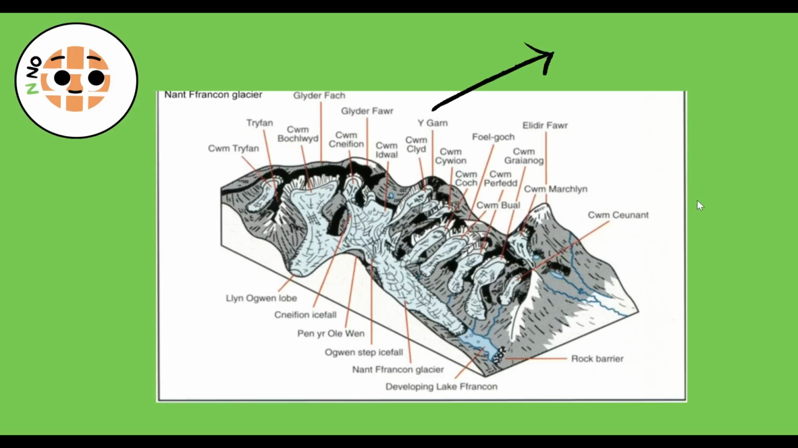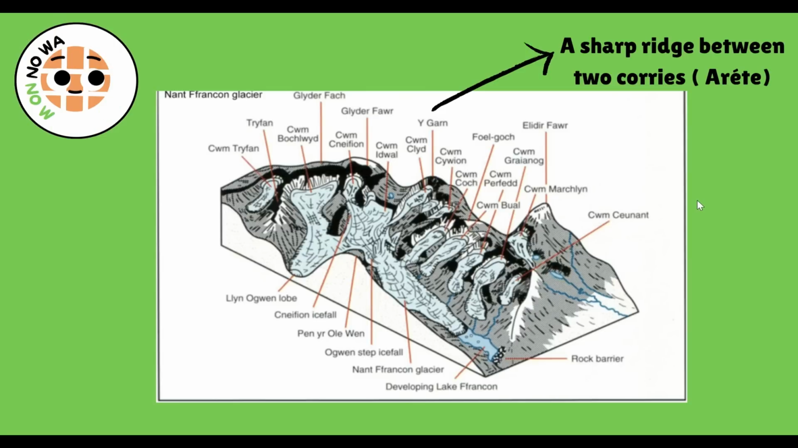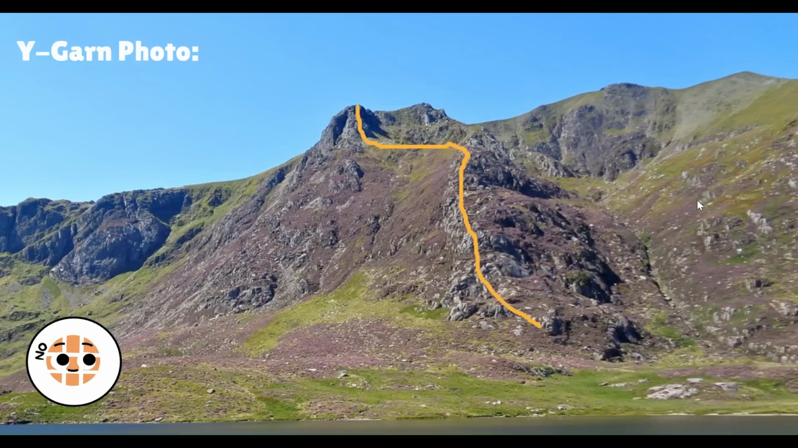So firstly, you can see Egan here. And what Egan is an example of is a ridge between two corries. And whenever you have a ridge between two corries, it's called an arête. If it was between three corries, then we would call it a pyramidal peak. So here is the actual image, the real life photo of it.